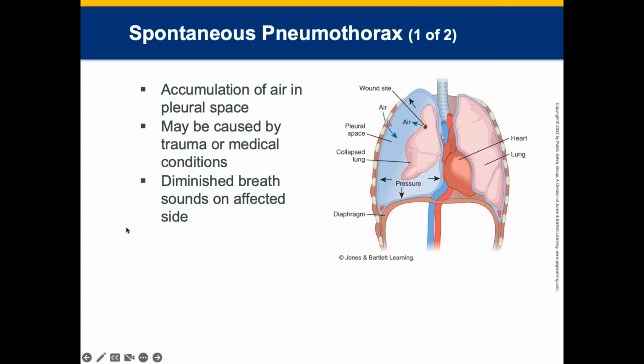What population is higher risk for a spontaneous pneumothorax? Neonates? Try a different one. Geriatrics? No, not the geriatrics. Peds? Tall and skinny. Tall and skinny. Yep, yeah, tall, skinny males. Yep. Tall, thin, athletic males are at higher risk.